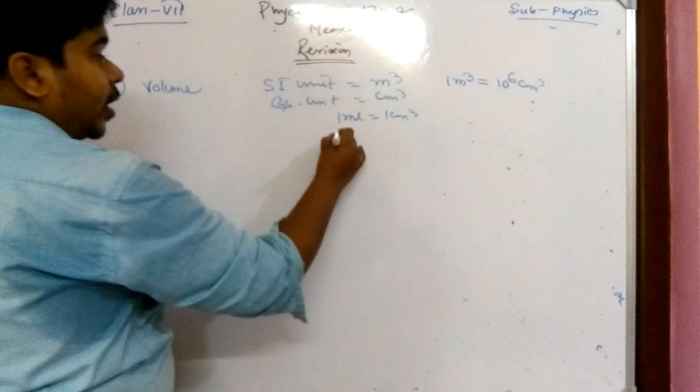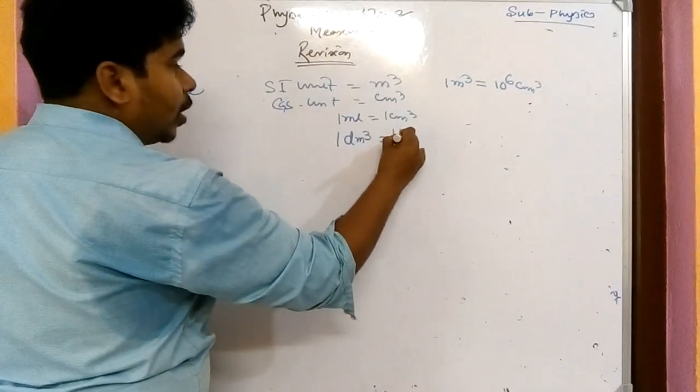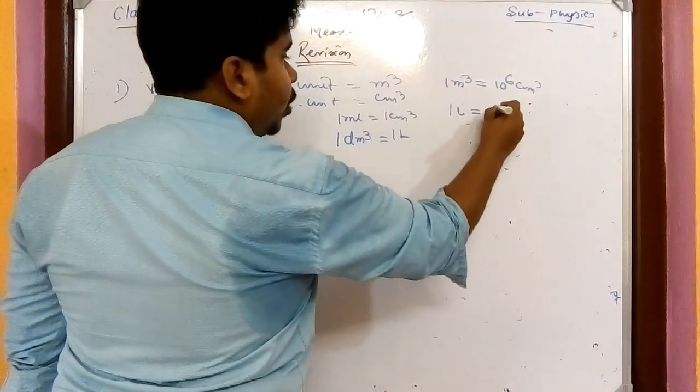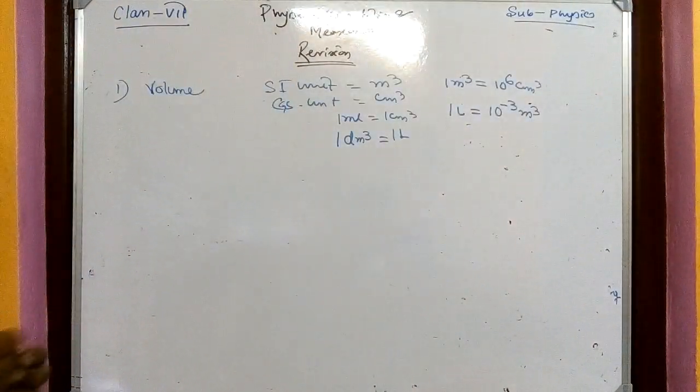Another unit system is liter. 1 decimeter cube equals 1 liter, and 1 liter equals 10 to the power minus 3 meter cube. That relation has been explained in the previous videos, so I am not explaining it again. I have just written the information from the previous portion. Okay, that we have learned about volume.